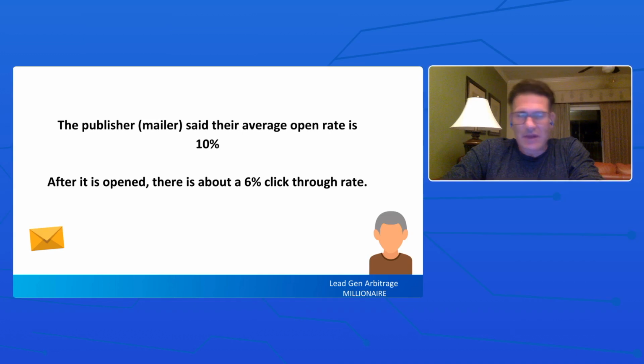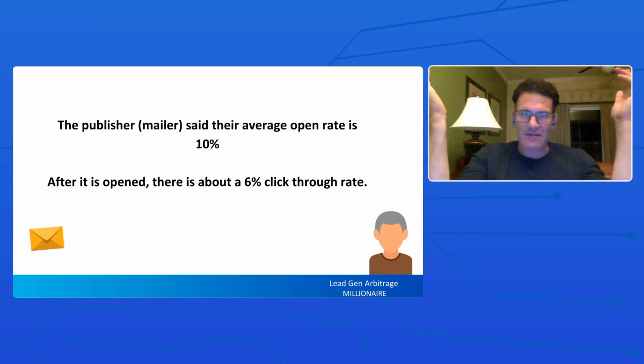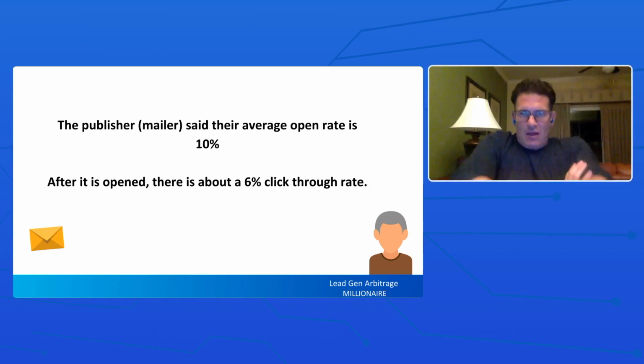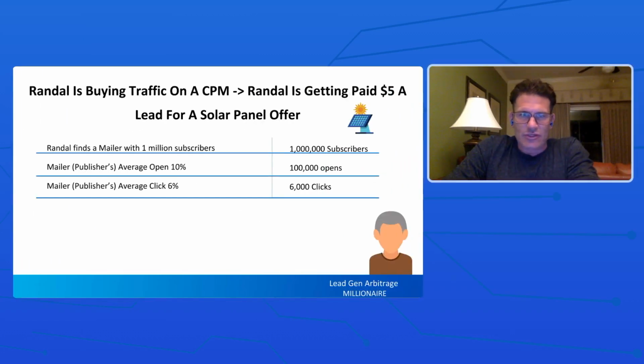So now we've got to go talk to our publishers and our advertisers to get some numbers, right? It's math. Everything's math, right? And that's the best part about this business, it's all math. That's what I love about it. So the publisher says that their average open rate is 10%, and that after people open up the email, they're going to get about a 6% click-through rate. Okay, so we jot that down on our worksheet.